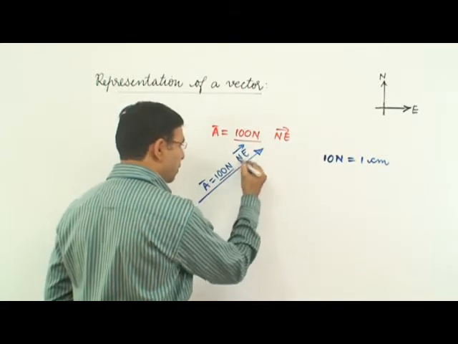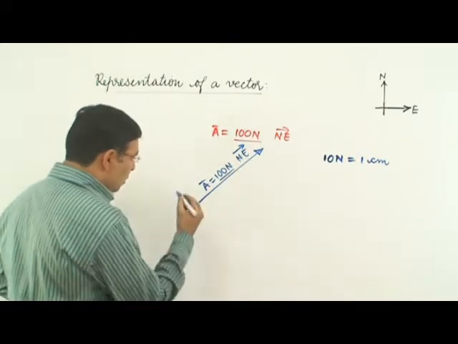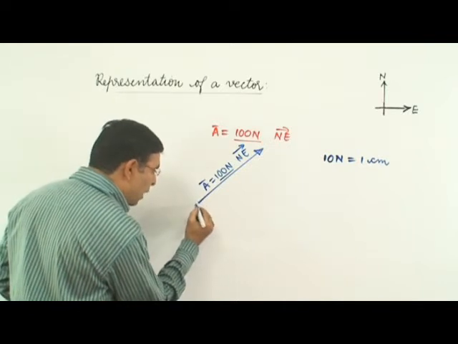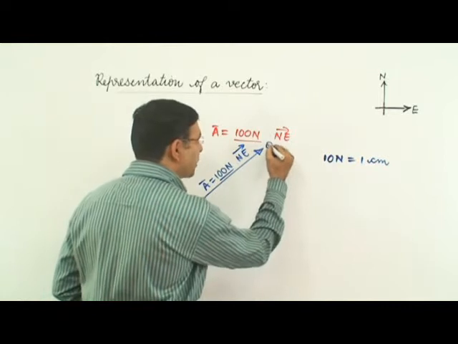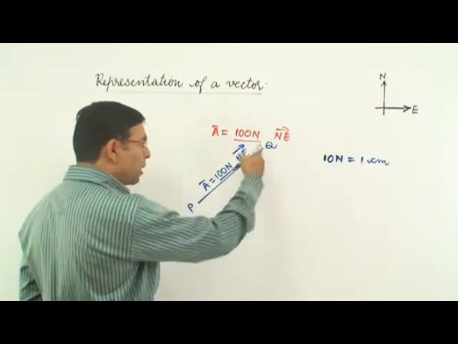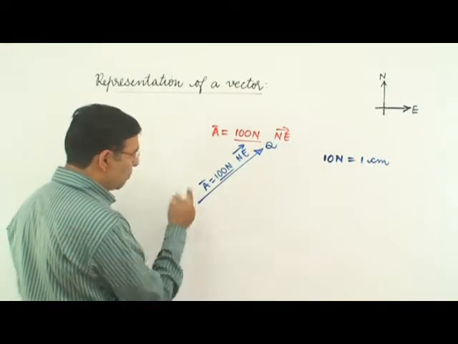This is the magnitude and this is the direction. This is called the tail of the vector. Let me call it P as tail and Q as head of the vector. So this vector PQ is nothing but vector A.